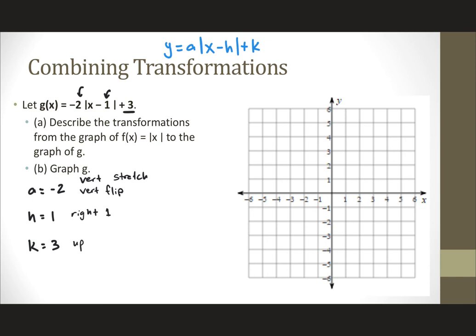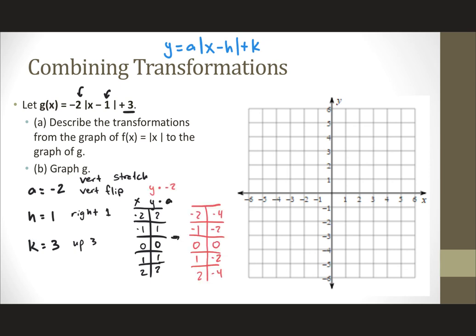Now that we got everything written down, we're just going to go in order. So first up is A. Let's make our table. So -2, 2, -1, 1, 0, 0, 1, 1, 2, 2. There's our table. And we are going to multiply the y coordinate by A, which is -2. The video is going to pause. When it plays again, you'll see the table. There's my table. How'd you do?